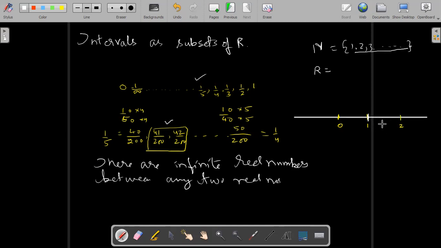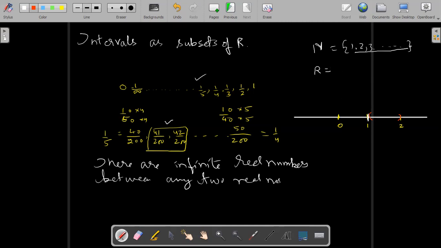Yes, 1 to 2. So how to write? Now there are two possibilities: 1 and 2 included, or 1 and 2 not included. That means we are taking the numbers after 1 and before 2, and we can also include 1 and 2. That is called closed and open intervals, and semi-open, one side open, which I am telling you. So how to write this interval?